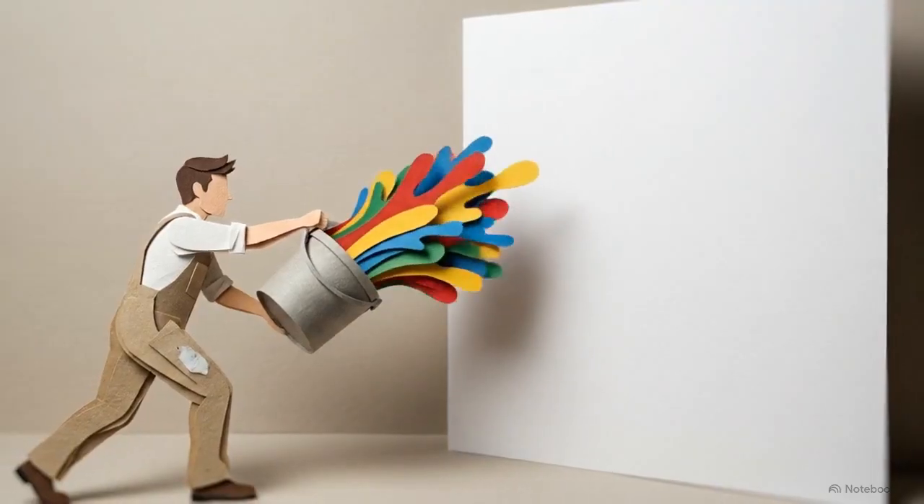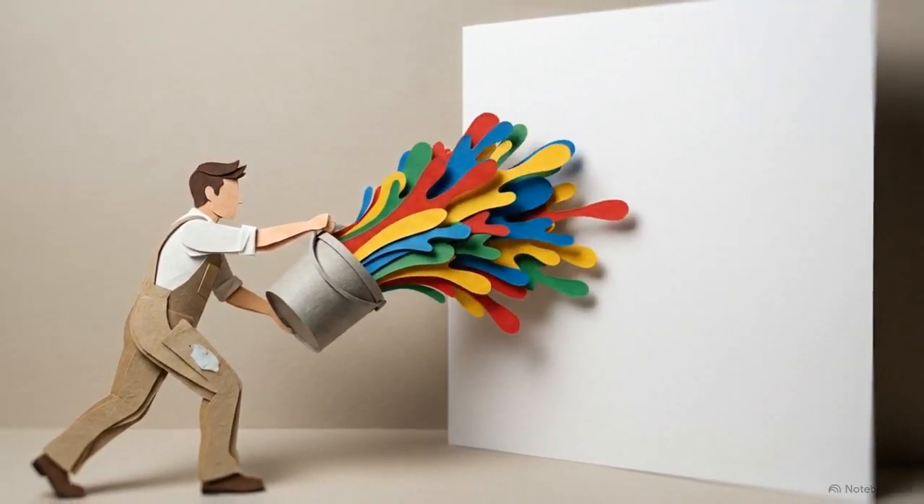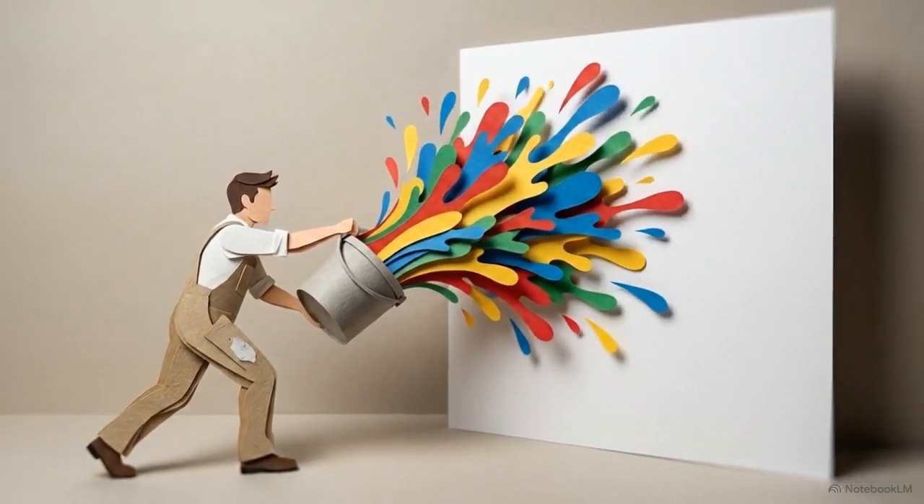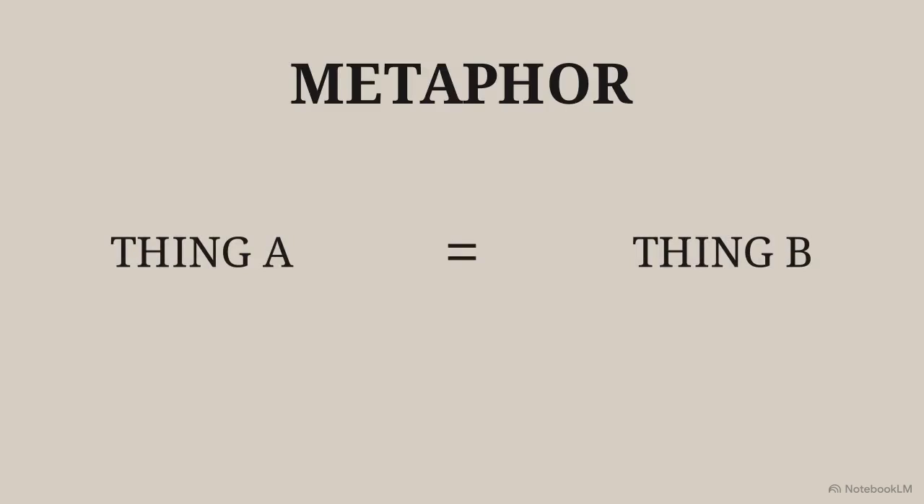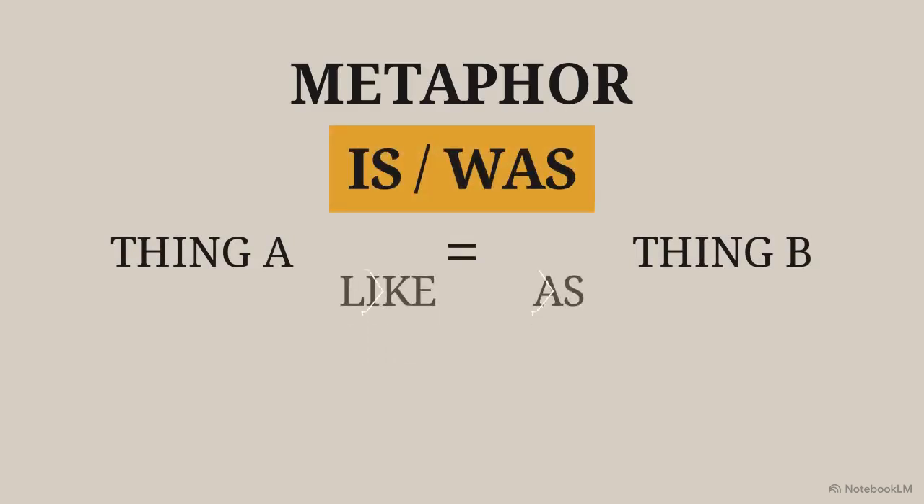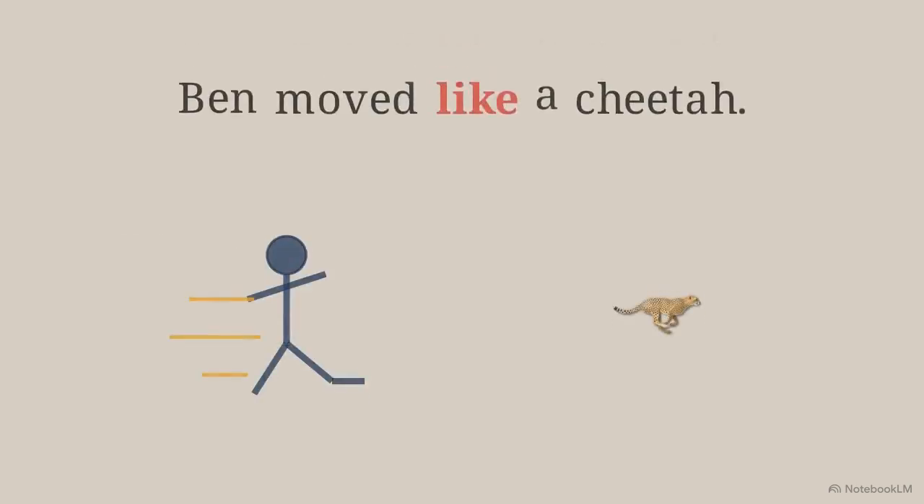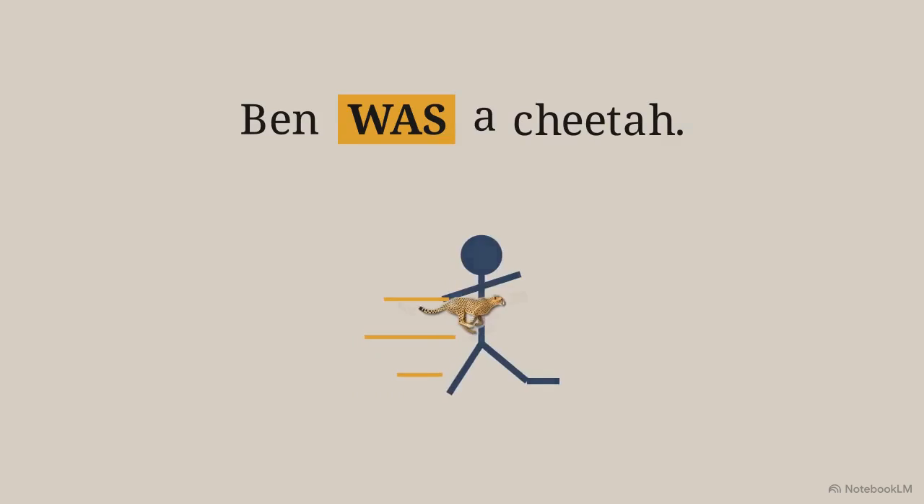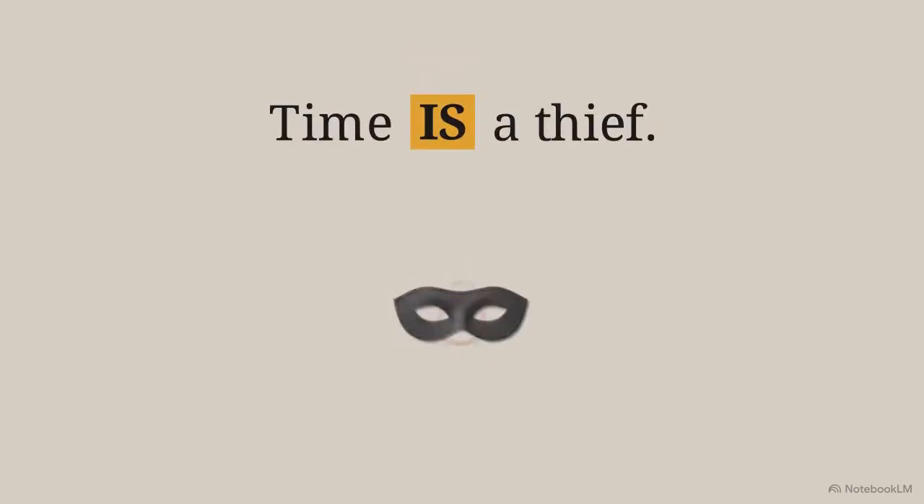Once you're comfortable with similes, you can move to the metaphor. This is a bolder, more direct way to paint a picture. With a metaphor, you claim one thing actually is another thing. To do this, you remove the bridge words like and as entirely. So instead of saying a runner moved like a cheetah, you make the leap and say Ben was a cheetah. He isn't literally a wild animal, but saying he was one shows exactly how fast he ran.